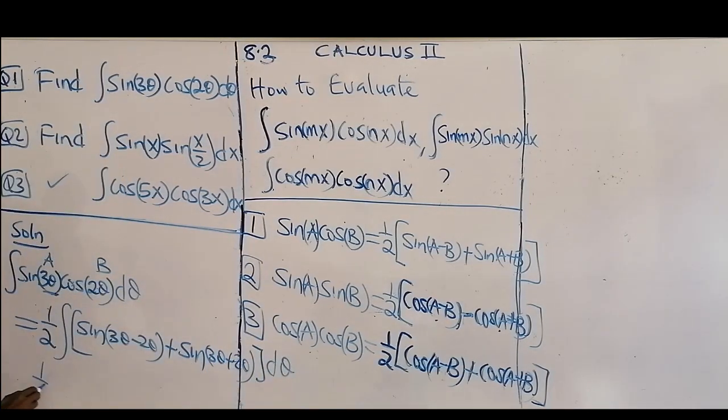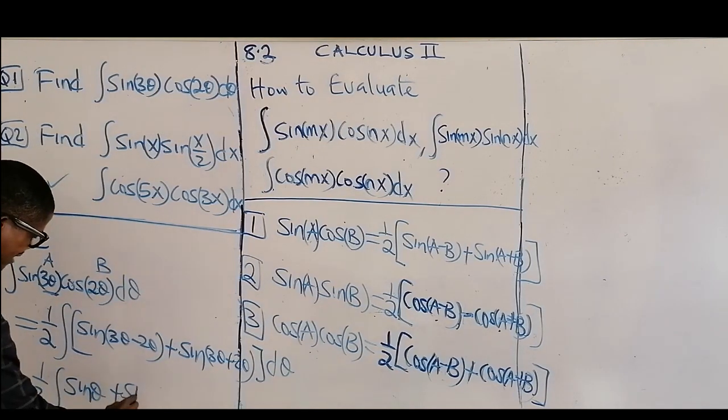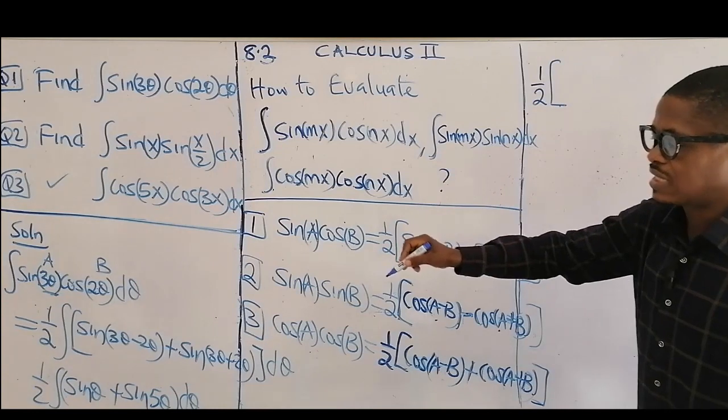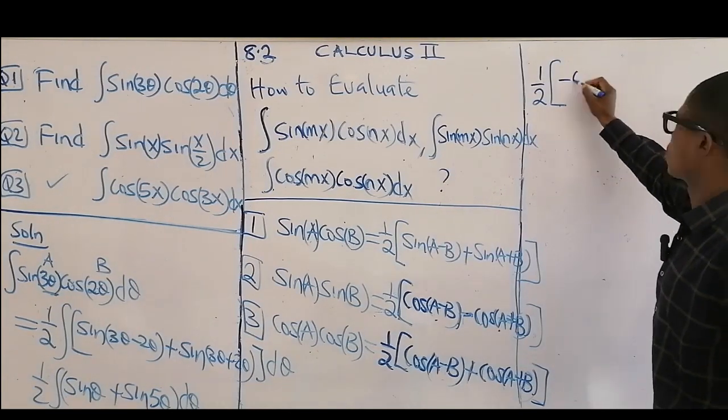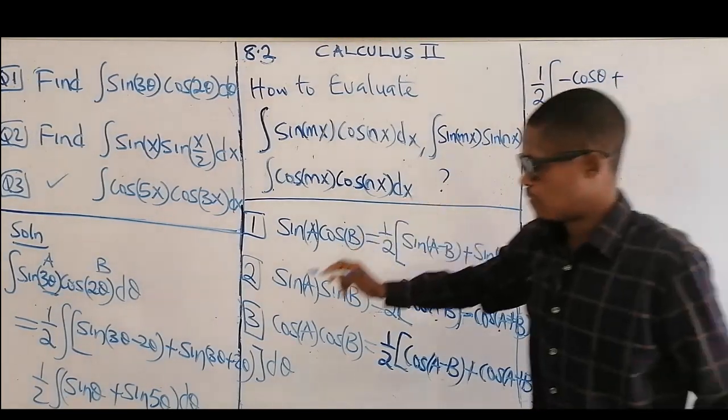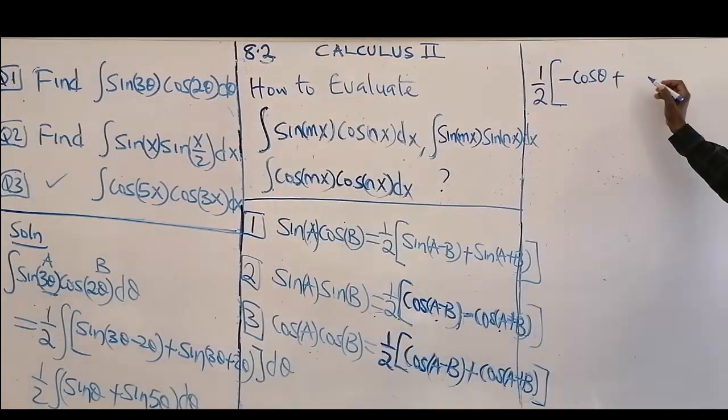So we have half, in brackets, sin θ plus sin 5θ. The integral of sine is minus cos θ, plus the integral of sin 5θ, which will be minus cos 5θ over 5, plus c.